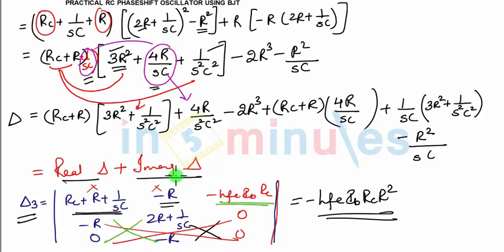Total loop gain we can find as I3 upon IB. This delta 3 will give you I3, so it will be minus HFE RC into R square upon delta. Now when you open up the bracket, what you will have is the final equation required for the derivation. You can say this total I3 by IB is nothing but the total loop gain A into beta. Now we apply the conditions for oscillation.